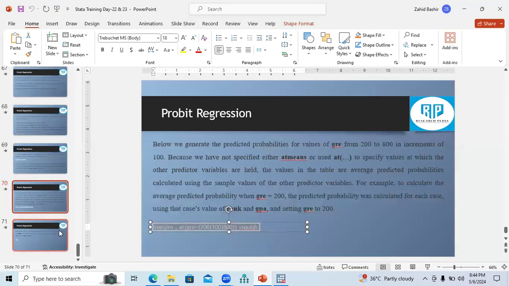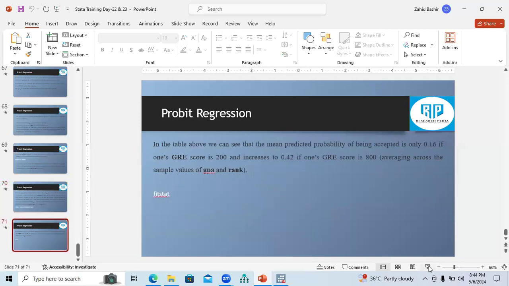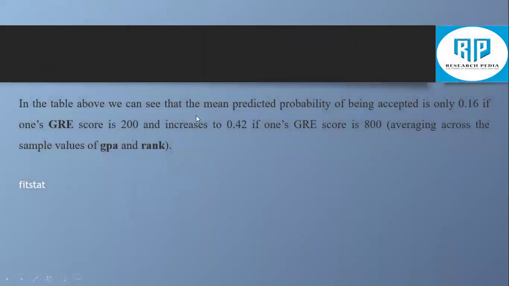In the table above, we can see that the mean predicted probability of being accepted is only 0.16 if the GRE score is 200 and increases to 0.42 if the GRE score is 800. So if your GRE score increases, your chances of admission into a particular undergraduate school basically increase. The last thing that you can consider here is the fit stat.